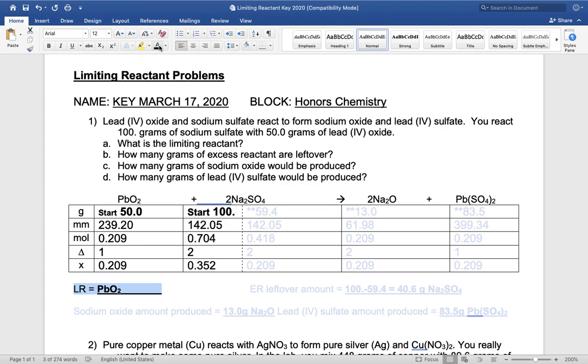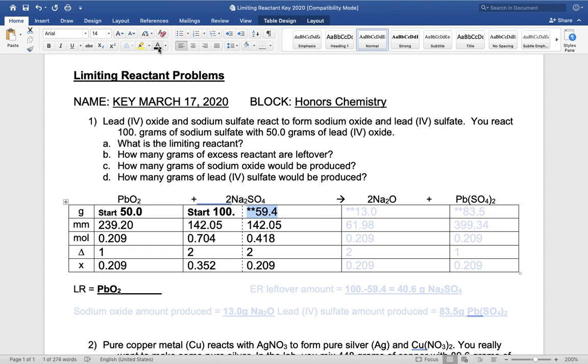Question B, how many grams of excess reactant are left over? Now I want to take this smaller number and split the sodium sulfate in half, put the smaller number down here in the carryover line, and then take it all the way up to the grams of sodium sulfate. So I'm going to multiply by 2 to get 0.418 moles of sodium sulfate. The molar mass did not change, and that gives me 59.4.